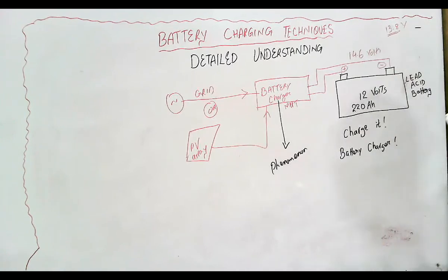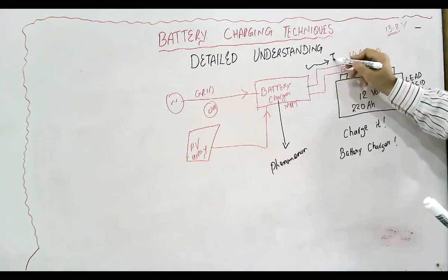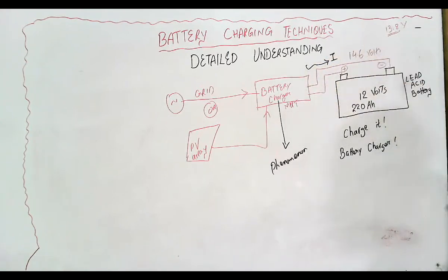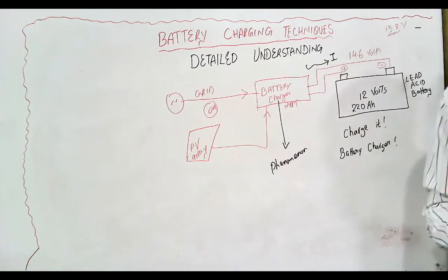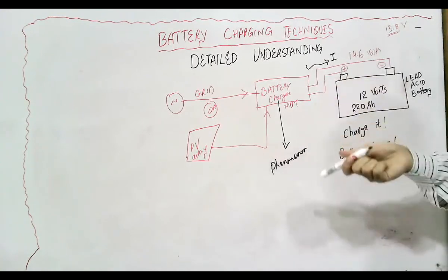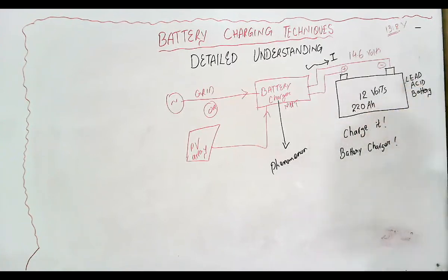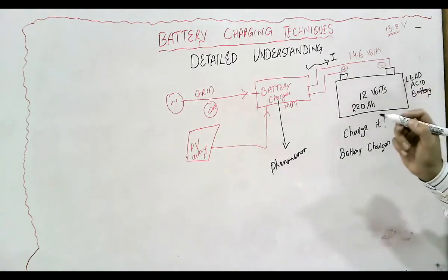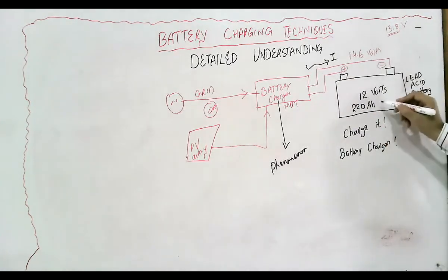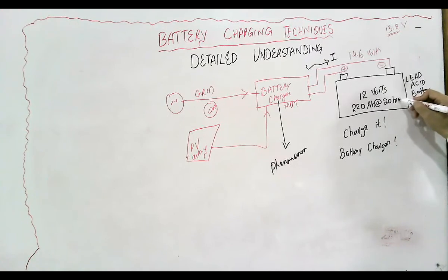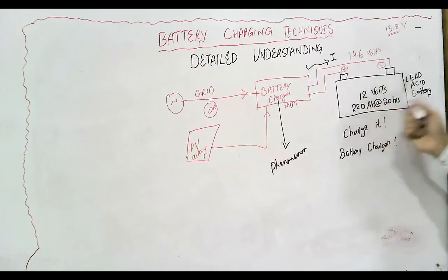But what about the current? How much current will flow out of this battery charger? Now here, one thing is very important. You have decided that you are going to charge the battery of 12 volts having the ampere hour rating of 220 ampere hour. As I told you in my previous video lecture, in most of the batteries used for the PV backup, it is mentioned at the rate of 20 hours. Normally, the batteries which are used for backup purposes have this rating mentioned on them.